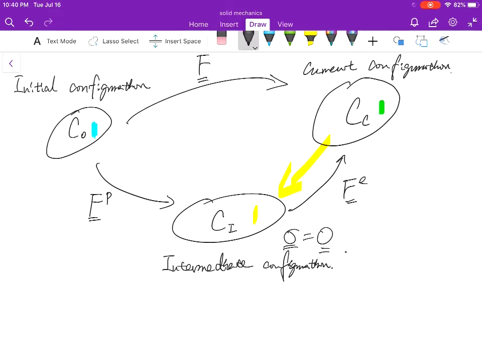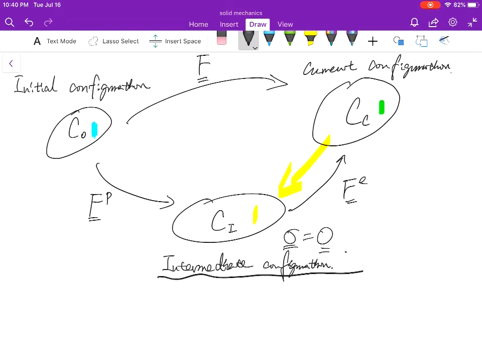And because of this, we can understand this intermediate configuration as corresponding to elastically unloaded material, so it can be obtained physically through elastic unloading of the material. But remember, this is not practical, because if we unload the material from Cc to Ci, from current configuration to intermediate configuration, there must be stress associated in practice. But here, in a thought experiment, we treat it as stress equal to 0. Because of this, we got this intermediate configuration.